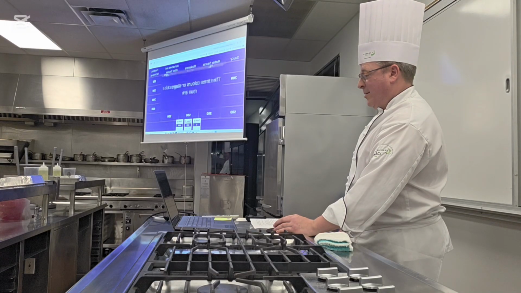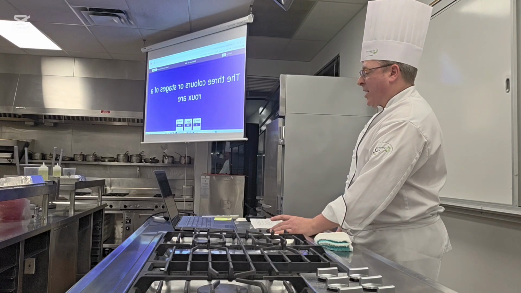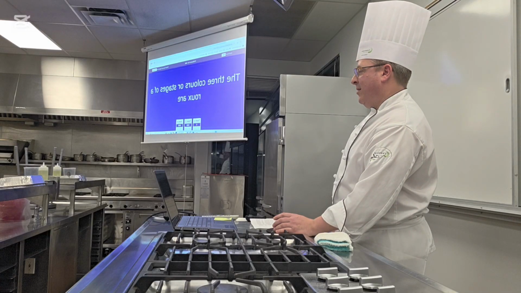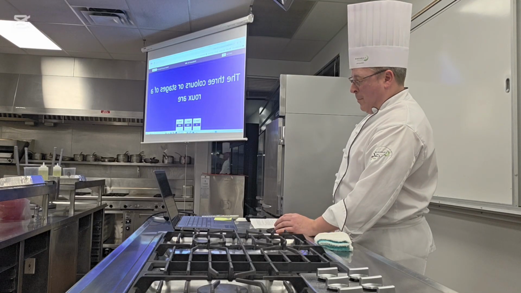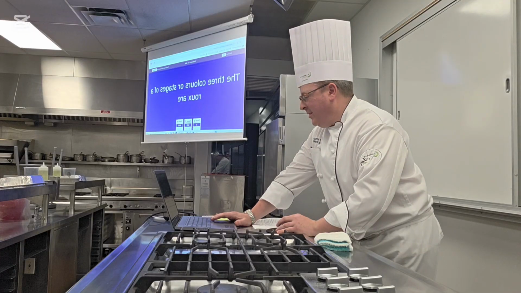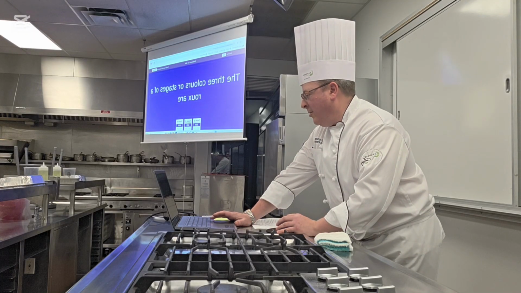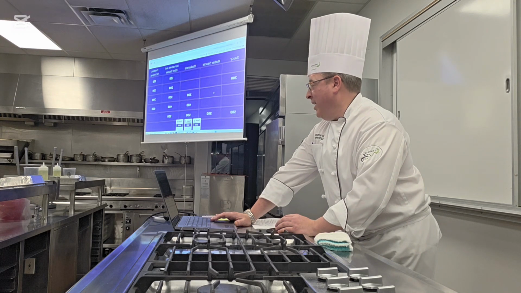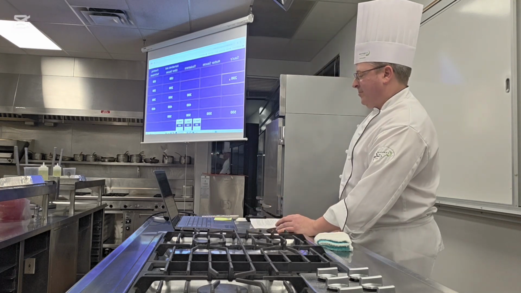Thickeners for 200. The 3 colors or stages of a roux are. What is white, blonde, and brown? Very good. All right. Next category. Oh, sorry, I didn't show the answer. You were right though. Thickeners for 300.